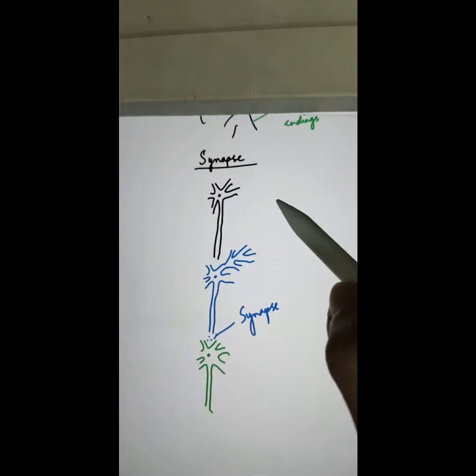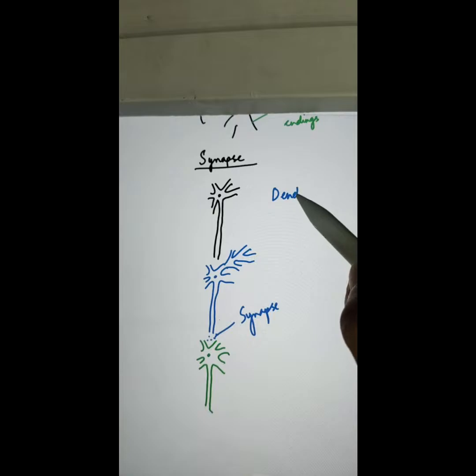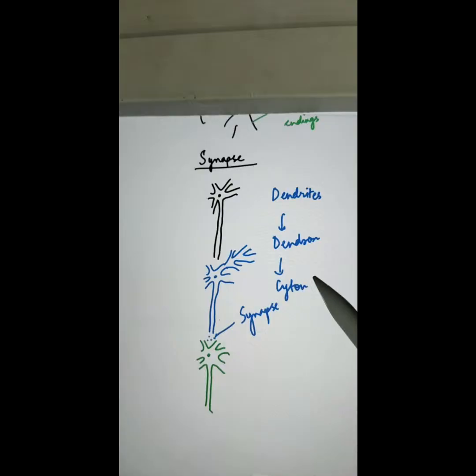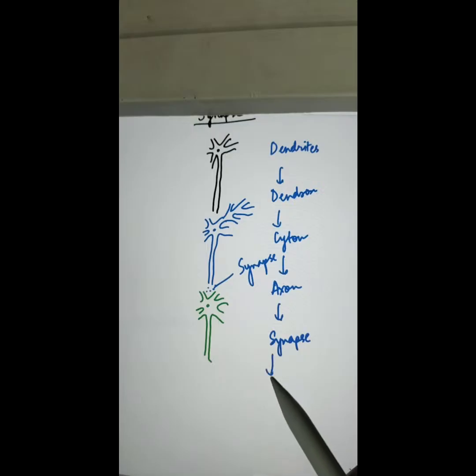And how is the information going to travel? It will be first received by the receptors or the dendrites, then it will move to the dendron, then it will move to the cyton, then it will move to the axon, then it will come to the synapse, and then it will move to another in the same way. Means it will go to another dendrite of another neuron. So this will go on and on until it reaches its destination, right?